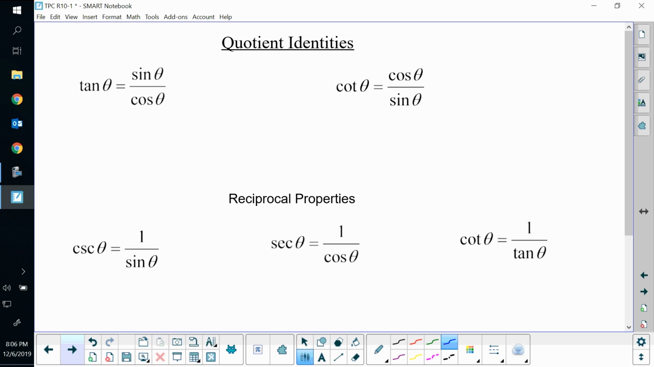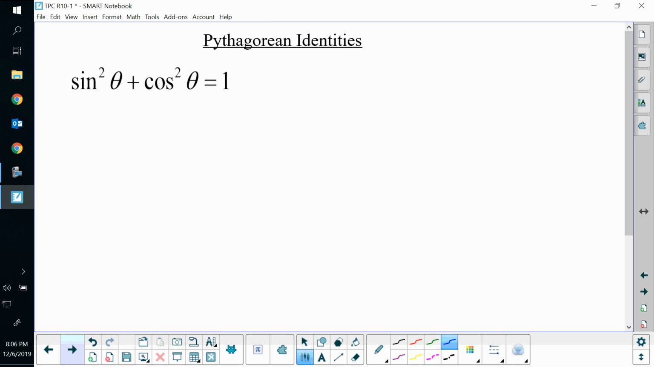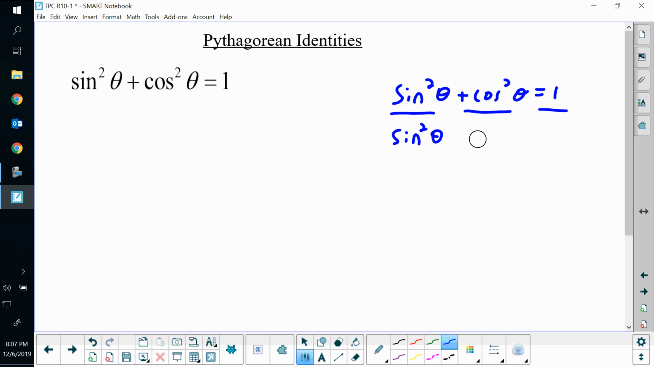Down on the bottom, we have our main Pythagorean property for trig identities. Sine squared theta plus cos squared theta equals 1. There are two additional ones that you can get from that original, using the things from above. So if we take this original one and we were to divide everything by sine squared theta, anything divided by itself just gives us 1.